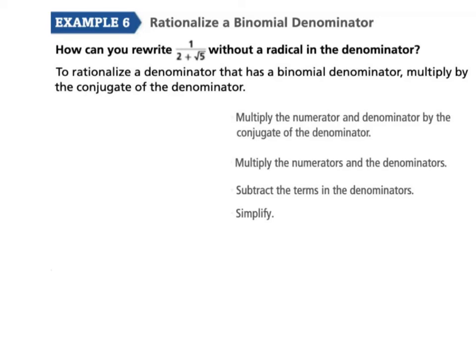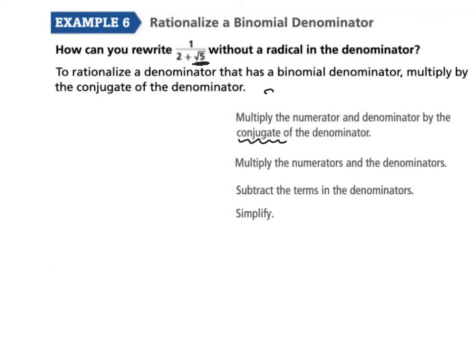What we need to do is get rid of this square root of 5 in here. Okay. Now, when you have a binomial, what we need to multiply the numerator and denominator by is its conjugate to get rid of that square root of 5 down there. Okay, what is the conjugate? Well, the conjugate is the opposite of what you see.